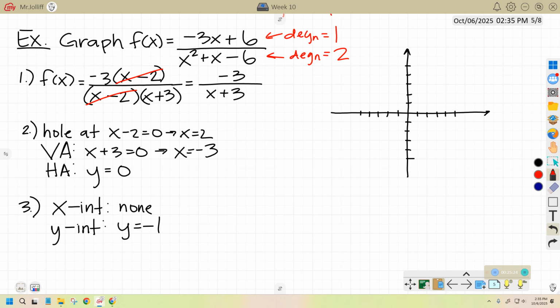So we'll start with the asymptotes. I have a vertical at -3. I have a horizontal at y equals 0. And I have a y-intercept at y equals -1. So I know I cross here.